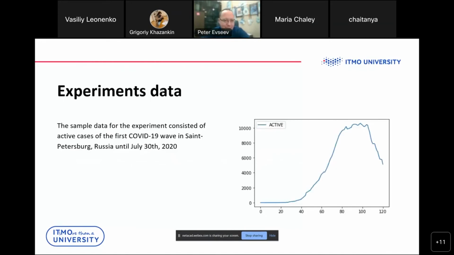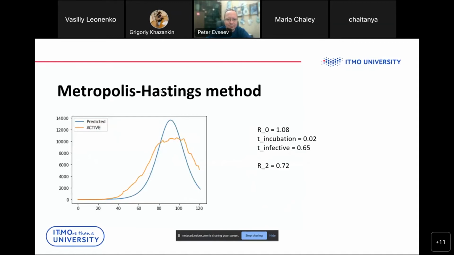For our experiment, we considered the St. Petersburg data of the first phase, which was available from free sources such as GitHub and Kaggle. We considered data till July 30, 2020, because it was still the first phase in St. Petersburg. Using Metropolis-Hastings, we obtained the parameters R naught, T incubation, and T infective for our compartmental SEIR model, and the R2 score was 0.72, which is not too good.